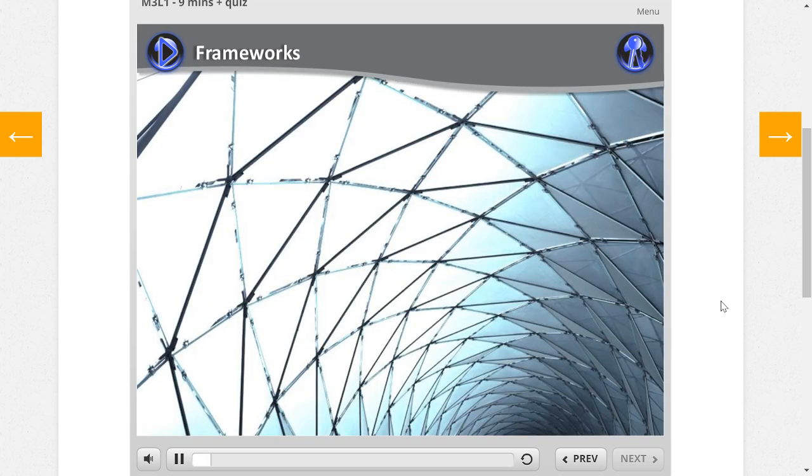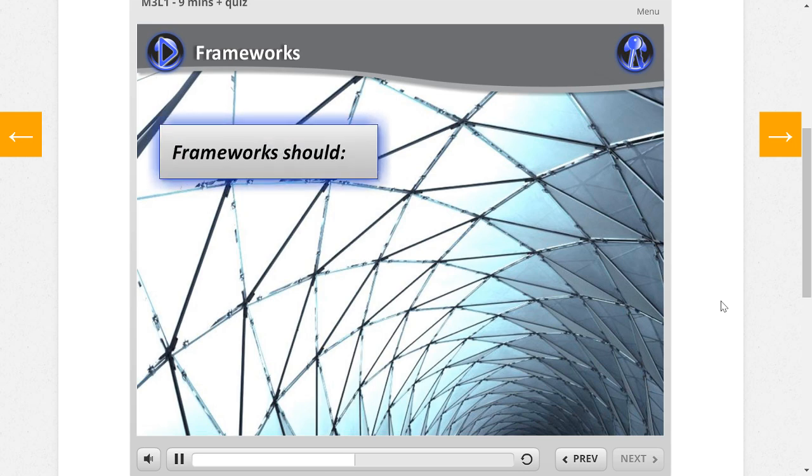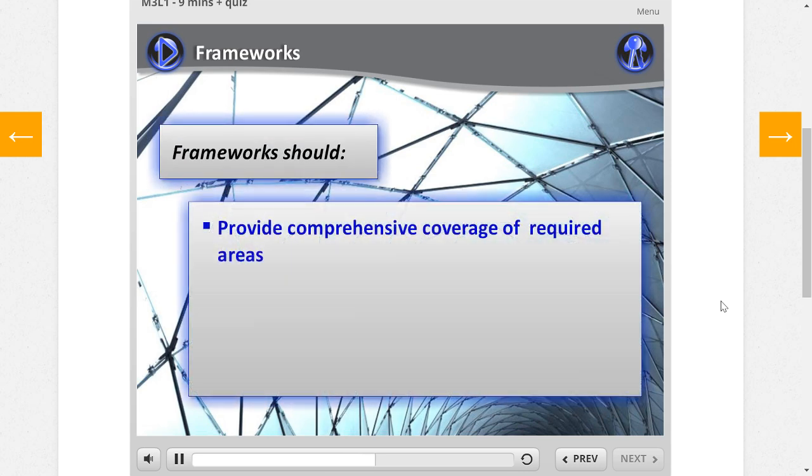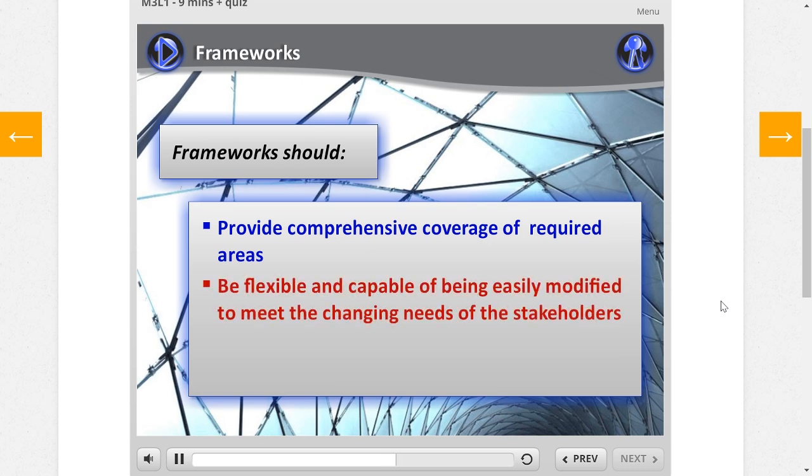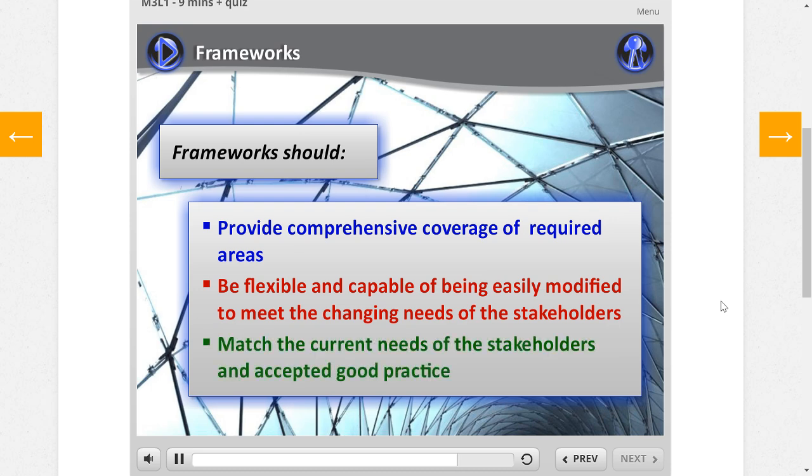We've discussed the nature of frameworks in an earlier lesson. In this present context, we can say that governance and management frameworks, such as COBIT 5, will enable the enterprise to satisfy the governance and management requirements of its stakeholders. Such frameworks should provide comprehensive coverage of required areas, be flexible and capable of being easily modified to meet the changing needs of the stakeholders, and they should be current and up-to-date. They should match the current needs of the stakeholders and accepted good practice.